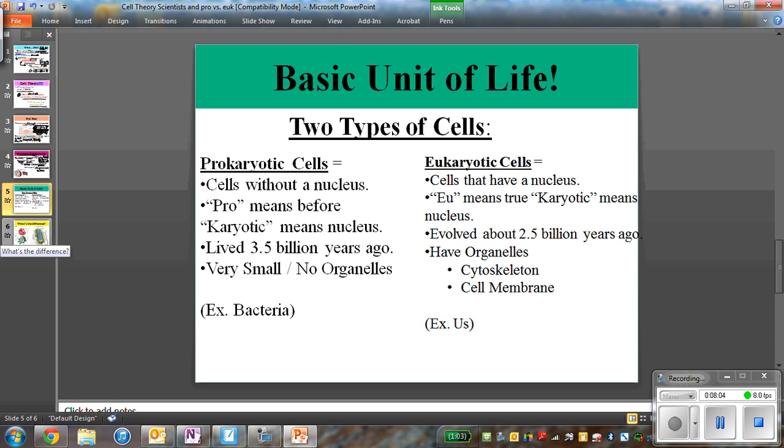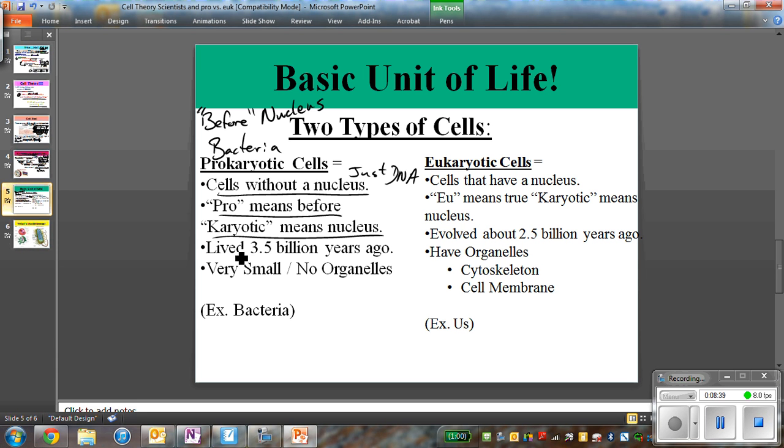All right? Moving on, to differentiate between the two kinds, let's look at them side by side here. Prokaryotes. This is bacteria. Prokaryote means before. So, keeping that in mind, prokaryotic cells do not have a nucleus. They just have DNA, just DNA floating around. Pro means before, karyotic means nucleus. They've been around an extremely long period of time. These were the first cells on Earth.